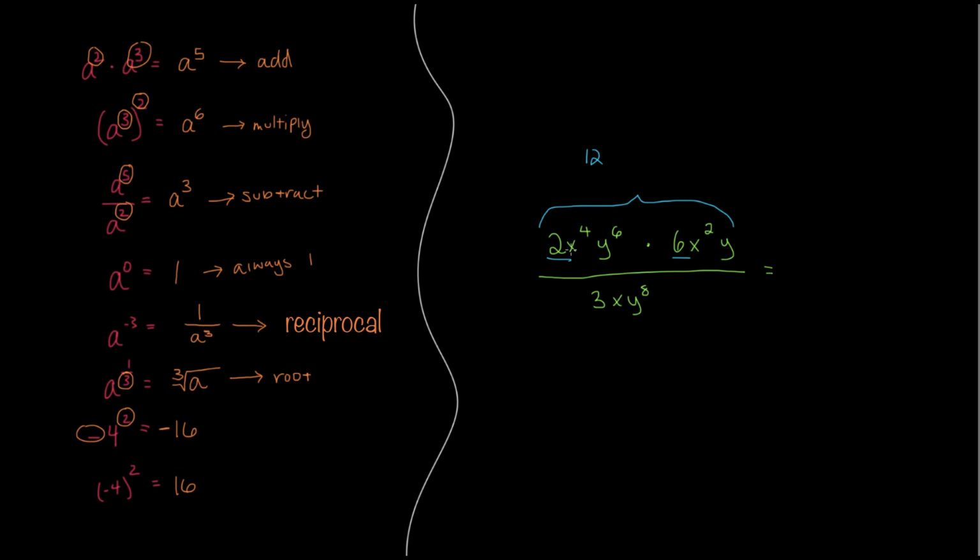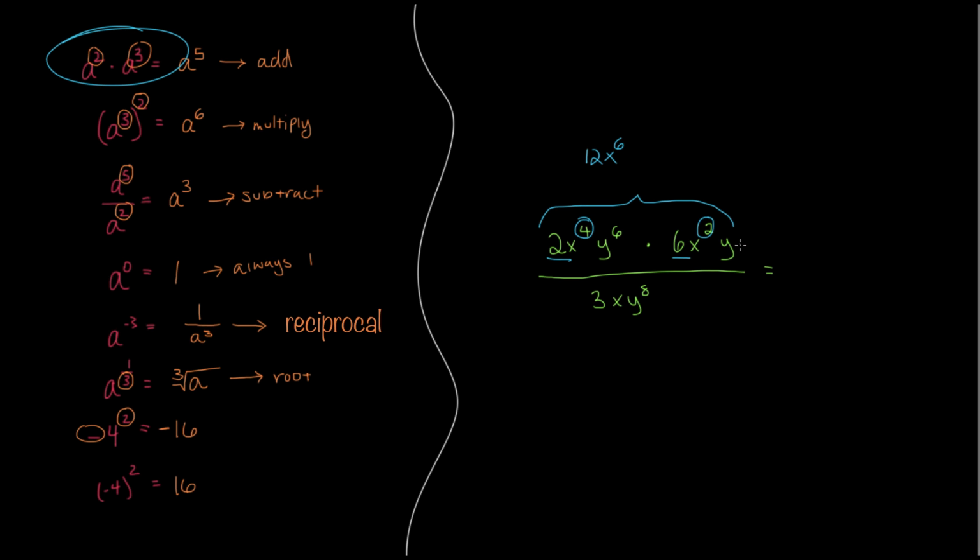Now again, we have both x and y variables. So the x variables can only be multiplied with the x variables, and the y variables can only be multiplied with the y variables. So let's start with the x's first. X to the fourth times x squared. This is using our first rule. So multiplying these together, we're going to have x, and then we're going to add 4 and 2, and we're going to get 6. So we have 12x to the sixth, and now we're going to do our y terms.